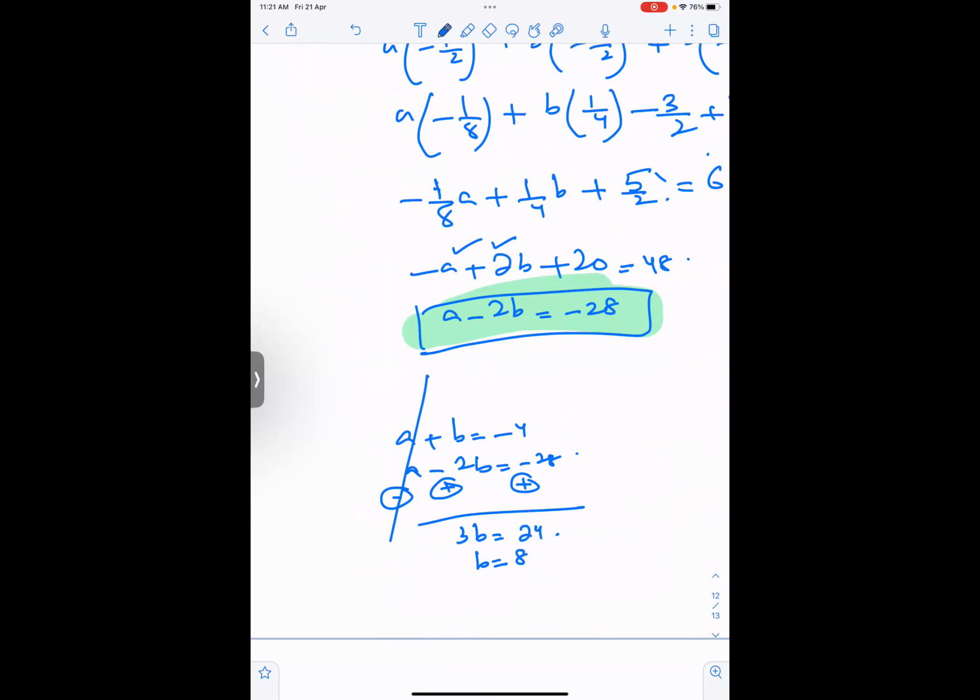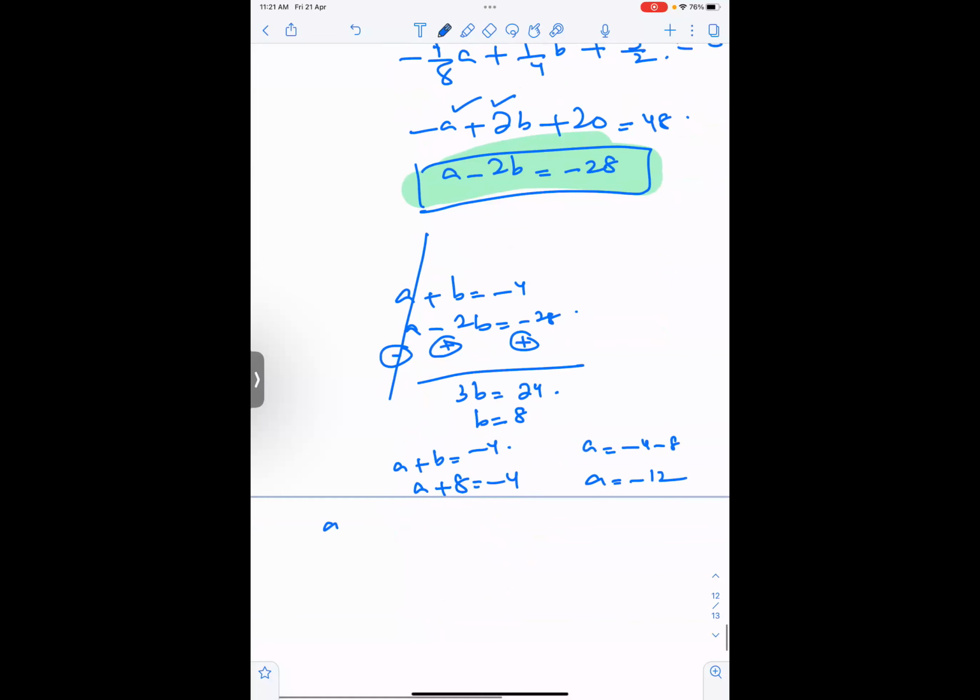Once I get b equals 8, I can plug it into any one equation, like this one. a plus 8 equals minus 4. So a is going to be minus 4 minus 8, which is minus 12. That means the value of a is negative 12 and the value of b is 8. This is the final answer.